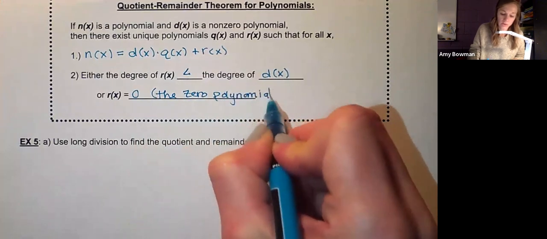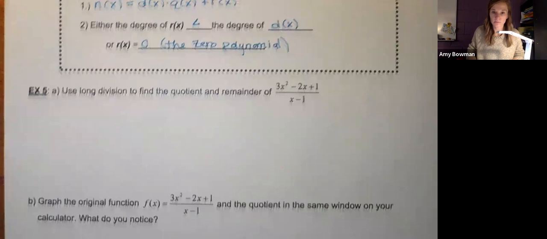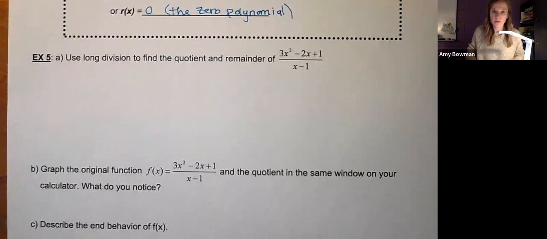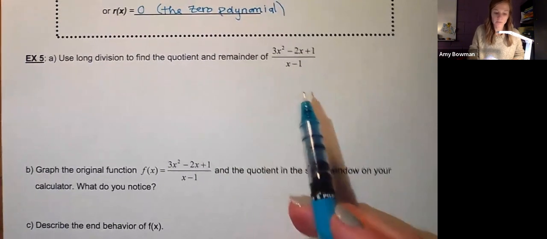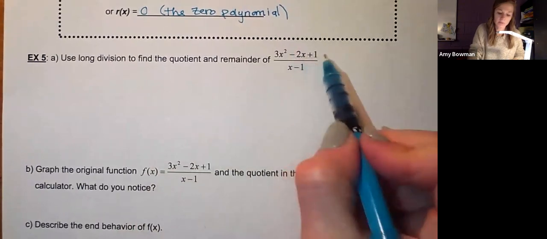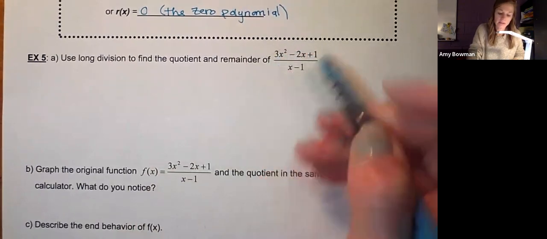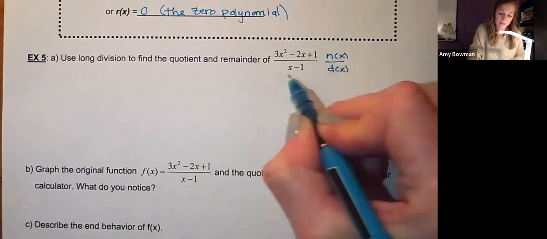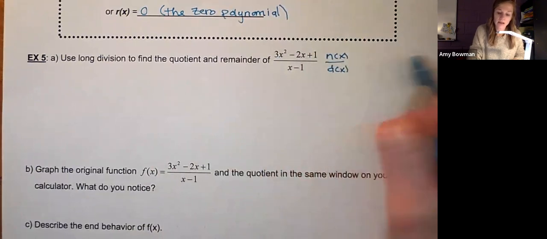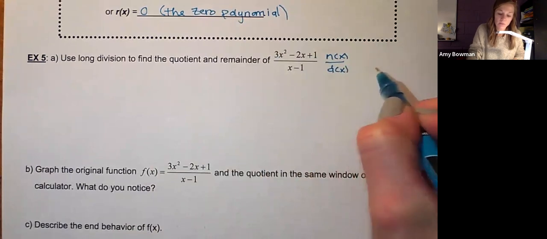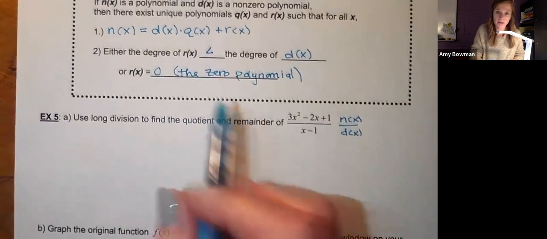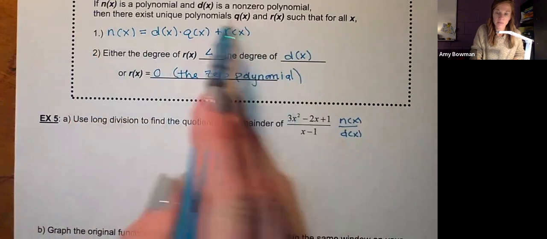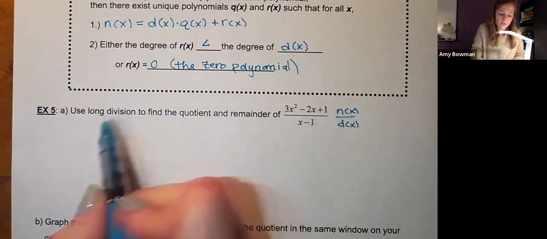Okay, so let's do some polynomial division. Let's look at this. Use long division to find the quotient and remainder. So here, this would be our n of x. We're dividing that by x minus 1, which would be the d of x. And we want to know what that quotient and that remainder are, so that we can set up this relationship right here.